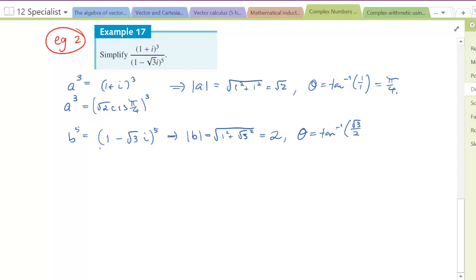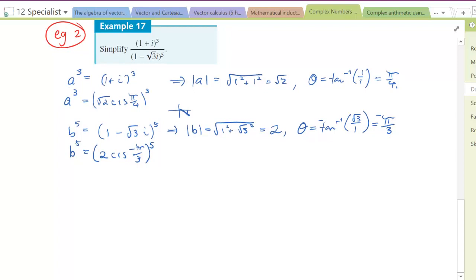Now just be careful here because it is in quadrant 4. We're going across and then down, so this angle will be negative arctan of root 3 on 1, and so we end up then with pi on 3. So now we have that, we can say that b to the power of 5 is simply 2 cis negative pi on 3 to the power of 5.